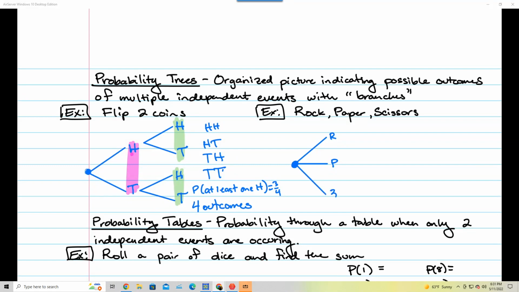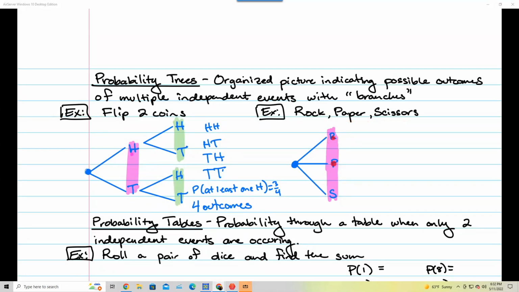Because they had 3 options, I'm going to go, whoops, sorry, I didn't mean to put a 3. I meant to put an S. Since there are 3 options, I drew 3 branches. So the first player either picked rock, paper, or scissors. Now, let's pretend that the first player picked rock. Then we still have to worry about the second player, and how many options do they have? Well, they have 3. They can either pick rock, paper, or scissors.